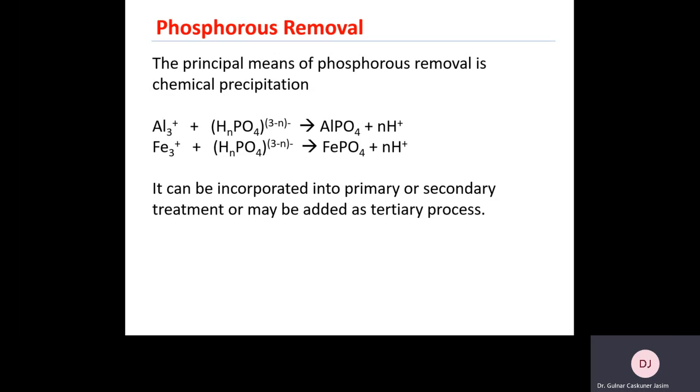The principal means of phosphorus removal is chemical precipitation. You can see here how it has been precipitated and phosphorus ions have been removed. Remember the coagulation and flocculation processes. So that's why phosphorus removal can be incorporated into primary and secondary treatment, or maybe added at the end of the processes as a tertiary treatment process. So at the end of the secondary treatment, you can use chemical precipitation to remove the phosphorus from the wastewater.